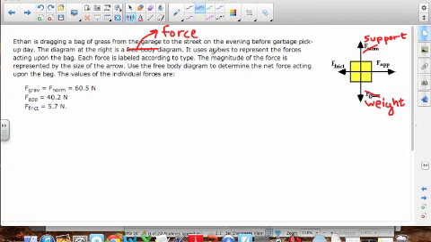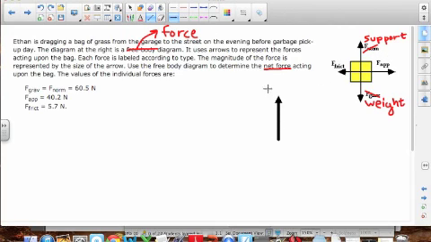Now, the magnitude of the force is represented by the size of the arrow. Yeah, we already know that. Come on, give us something challenging. Let's use the force diagram to determine the net force acting on the bag. Now we're given numbers that represent the size of these forces.